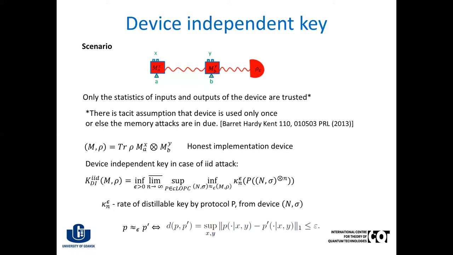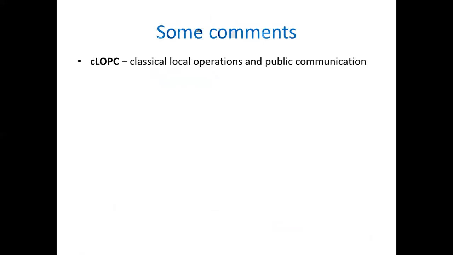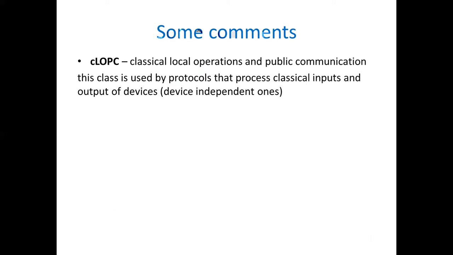So if there are no questions to this part, I can proceed to have some comments. I told you that I will comment on the classical local operations and public communication class. This is the class used by protocols that process classical inputs and outputs of devices. So device independent ones, because the party simply has only classical data at hand. They can press the buttons and get classical outputs from devices. And of course the public communication is because Eve is listening to them, and she can record that and use it later. So this is regarding that class.